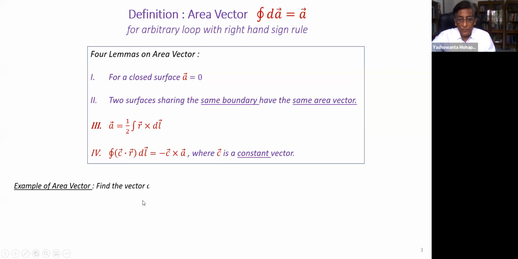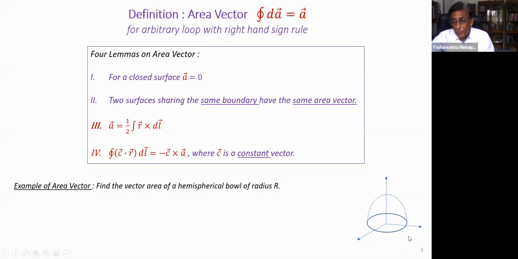So let's say an example of an area vector. Find the area vector of a hemispherical bowl of radius r. Of course, you can say this quite easily now, knowing the lemmas. The area vector for the hemispherical bowl will be the same as the area vector for this flat one, so it should be pi r square k. For the hemispherical bowl, the area vector would be pi r square k, and for this flat one also it will be pi r square k. You can actually show it even rigorously. You can take a dA for the hemispherical bowl.